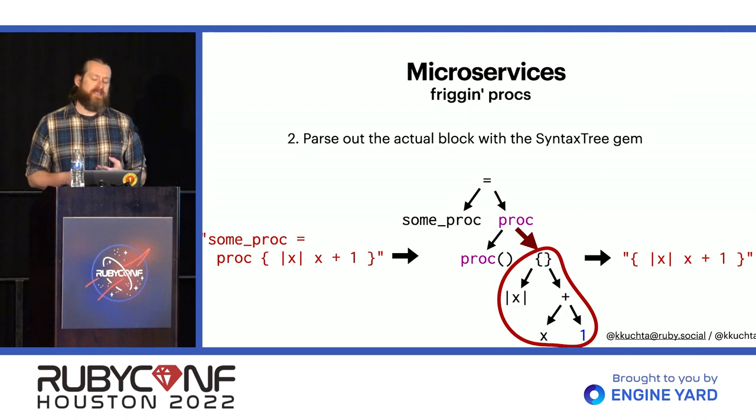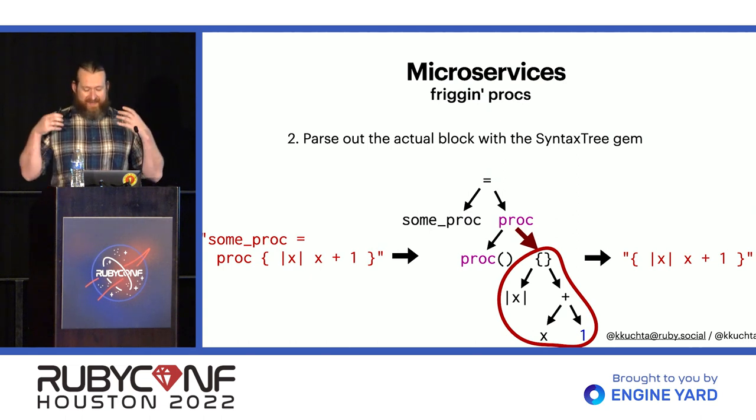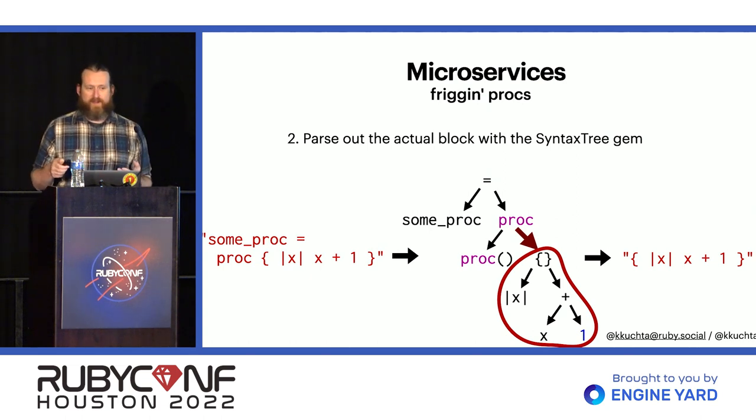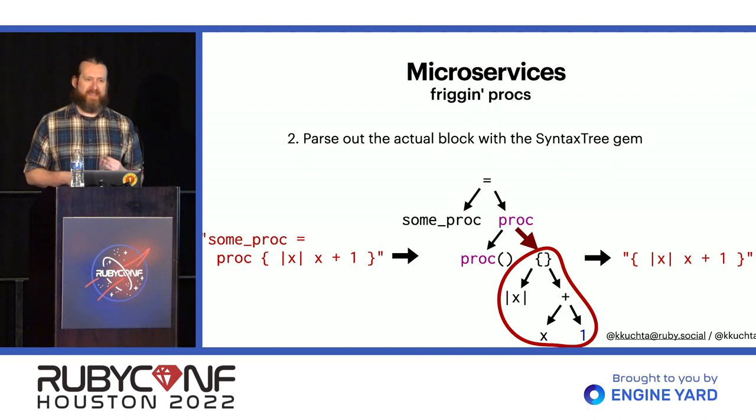Of course, if we use this to serialize a block, and this block referenced any variables outside of it, or classes outside of it, or anything that's not in the block itself, it won't work. But when have we ever let common sense like that stop us?